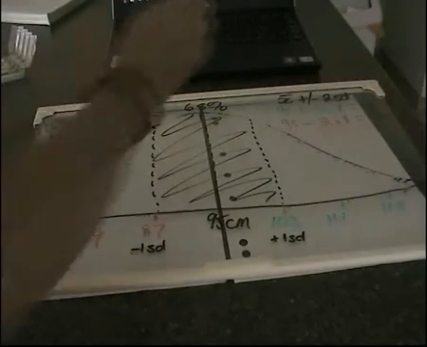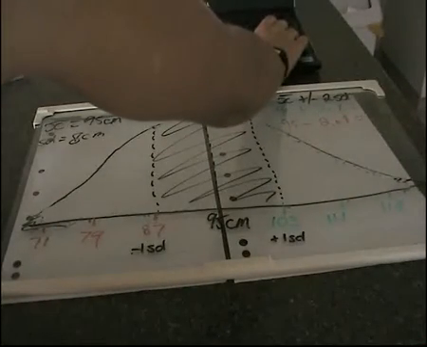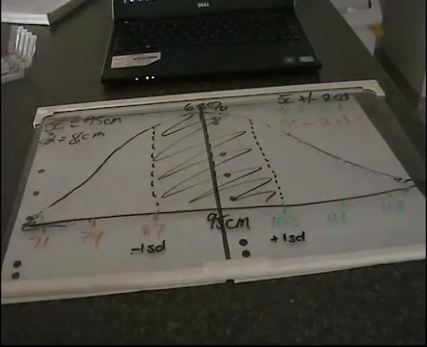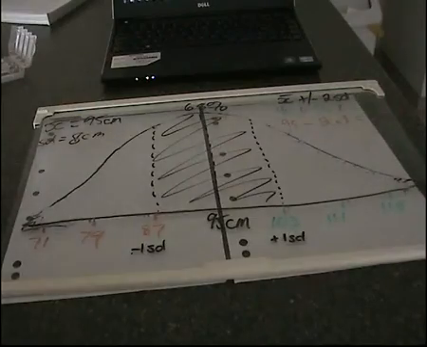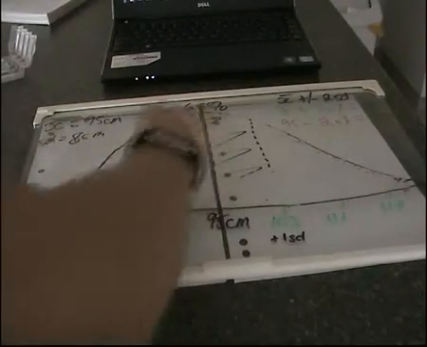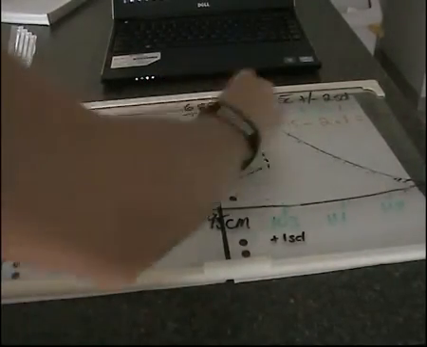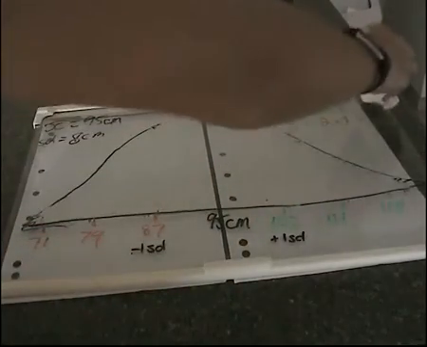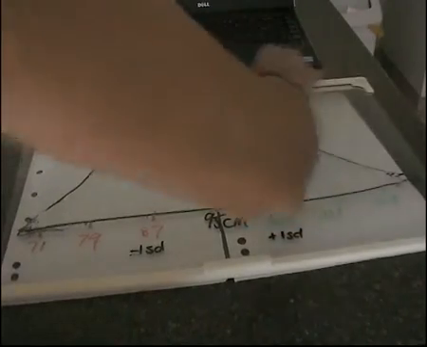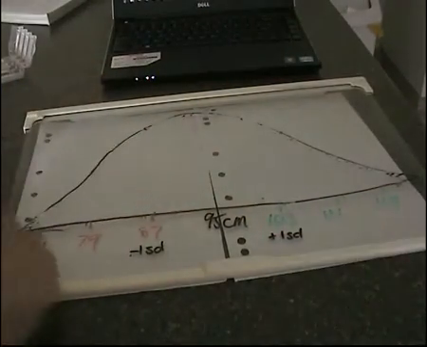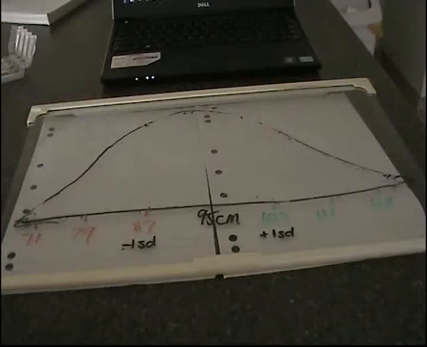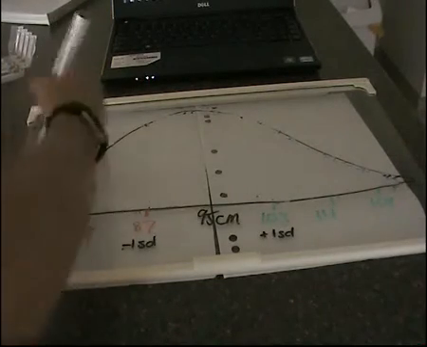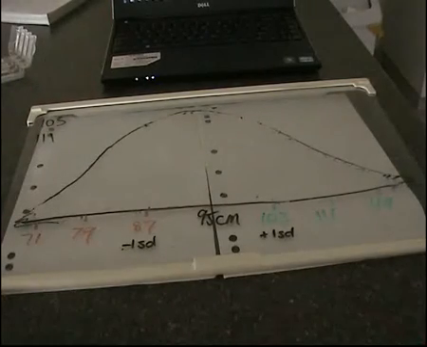Okay, to continue on with our question. Okay, so our next question is, how many footballers, so hang on, I'm just going to get rid of some of this. So our next question is, how many footballers have a chest size between 103 centimetres and 111 centimetres?